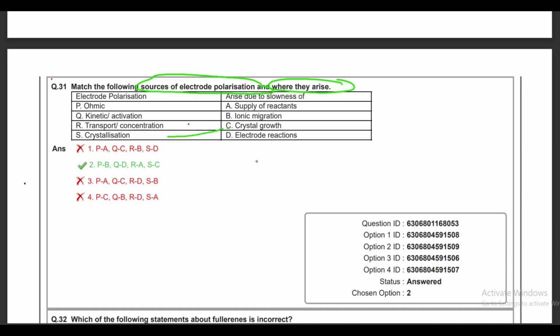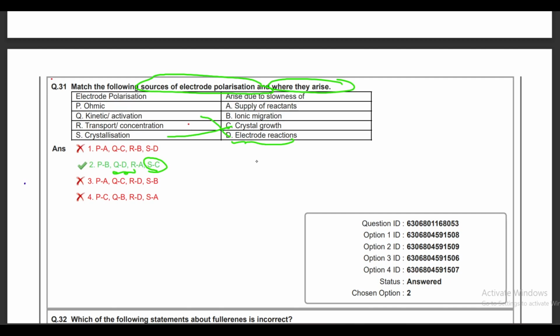so there is C option for S, which is only in the second option. Similarly, you can also check the others. Kinetic or activation is a source of electrode polarization, and it arises obviously from reactions. They are giving you electrode reactions, so there is D option for Q, which is also in B. B option they are providing you.